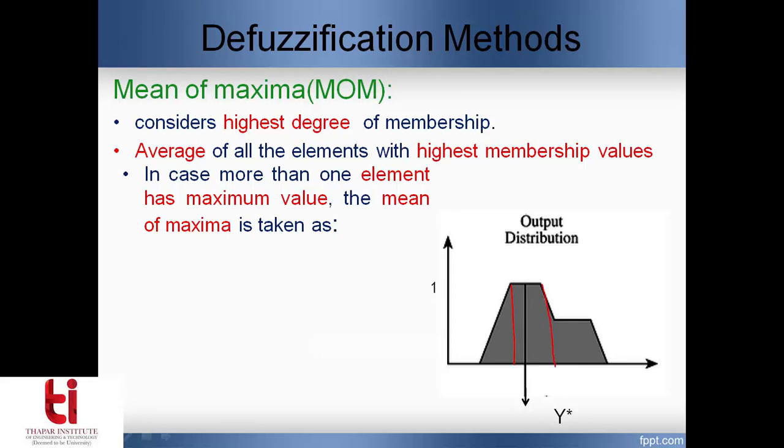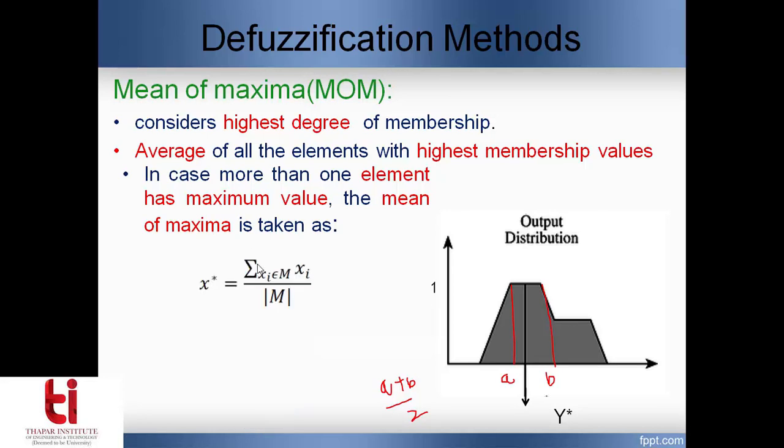So I can just identify this as the interval a and b. Between this interval, all the points have the maximum value of membership, or the maximum degree of membership. So I will find the mean of these values. Since it is a straight line, I will simply take the end points. It is a fuzzy interval AB, so I can take this to be S. So this will give me the mean of maxima value for this.